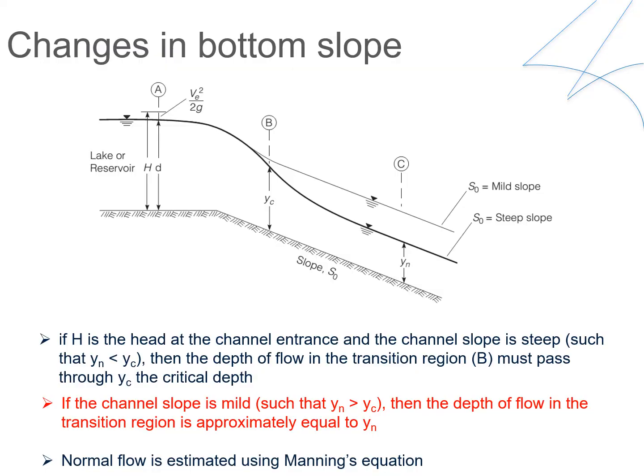In this video, I'll go through the effect of changes in bed condition on flow depths. So let's start with the first one. Here we have a lake or reservoir, which means the flow is 0 at the beginning, and as the water approaches the slope, it will gain some velocity.